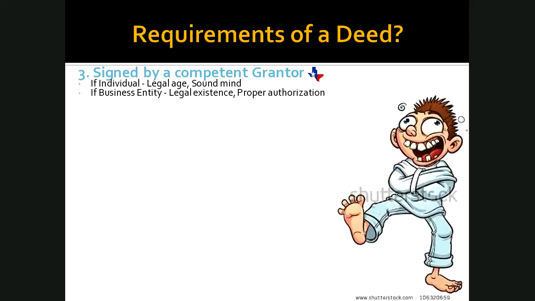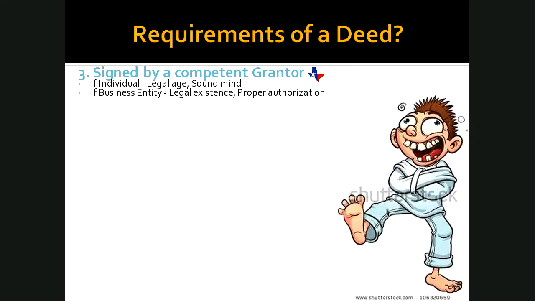So it has to be signed by a competent grantor. So when we talk about competent, what we mean is if you are a person, right, an individual, that you are of legal age, so 18, right, that's the age of majority in the United States. You're considered an adult at 18. You are considered a child at 17 and a minor, right? So if you're a person, you have to be of legal age and of sound mind.